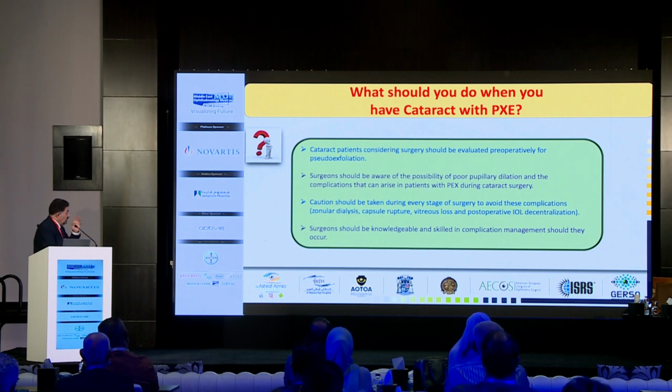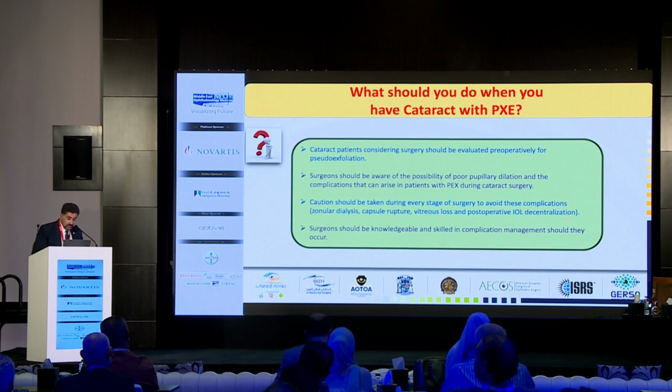The second case, when you have a pseudoexfoliation, which is the most common type of cataract that has a zonular weakness. So when you are considering surgery, the patient should be evaluated for pseudoexfoliation, and the surgeon should be aware of the possibility of a poorly dilated pupil. Complications can happen in any stage of cataract surgery. Caution should be taken during every stage of surgery to avoid any complication, and the surgeon should have the knowledge that this is a case of pseudoexfoliation.